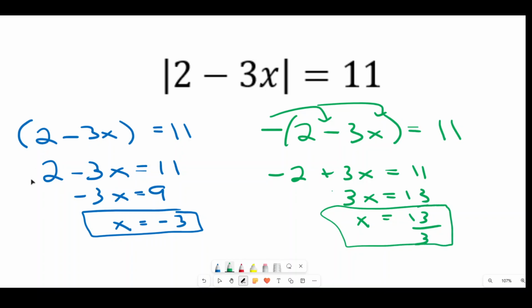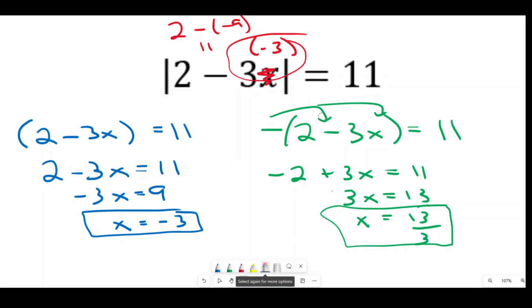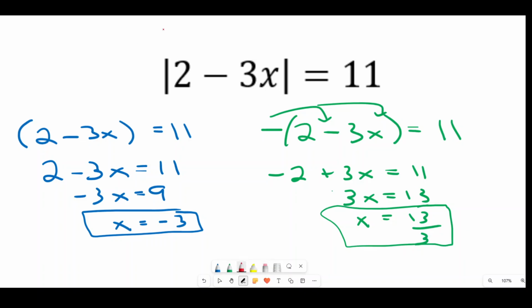And it is useful, especially if this is a new algebraic skill for you, to go back to the original question and verify that your answers actually work. So, for example, if I were to put -3 here instead of x, what math would happen? Well, I would have 2 minus -9. So 2 minus -9 is 2 plus 9. That's 11. And of course, the absolute value of 11 is 11. No problem. So now let's test our 13 over 3 number.